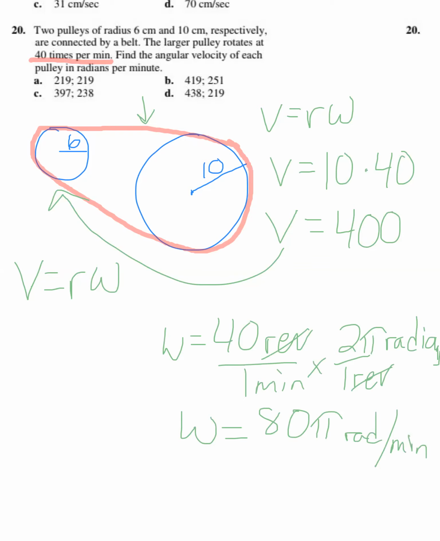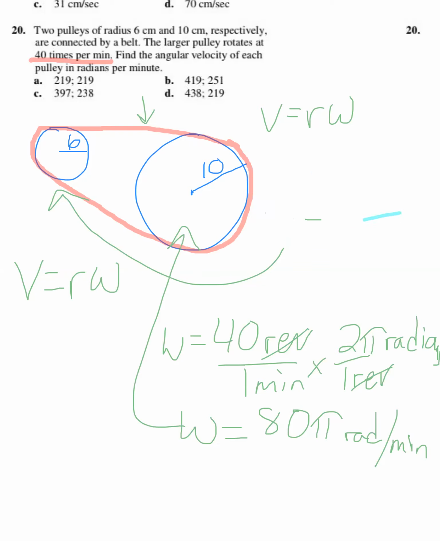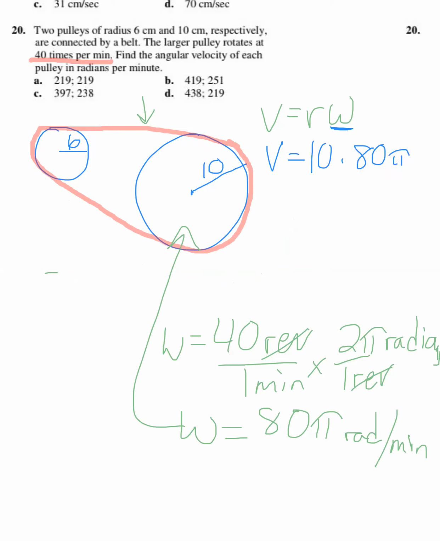Okay, so does that make sense so far, what I've done? Mm-hmm. Okay, so now I have the angular speed of this thing in radians, which is what I need. So now I'm going to go back up to this equation. Let's erase all this. Okay, let's switch colors. Okay, so now I can do V equals, the radius is 10, and now W is 80 pi. Okay, so now that gets me 800 pi.